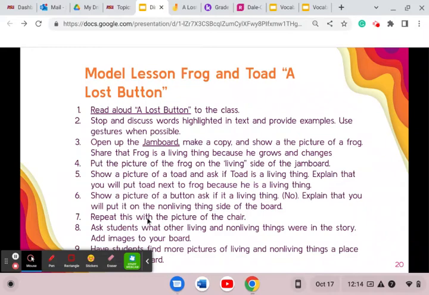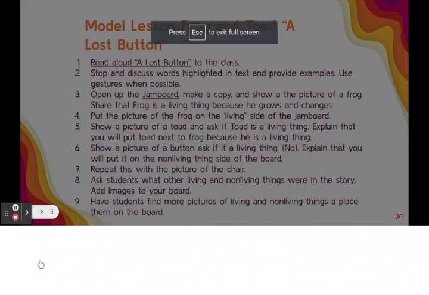And as you go through this lesson, you'll see that the child will get frog and toad, and they'll know they're living things. They're moving objects around. They're seeing an actual picture of a frog and a toad, and they're comparing it to other pictures of the button and the chair. So these are all things that were in the story, and they're thinking living and non-living. So this is just a mini lesson that you could use with your students.